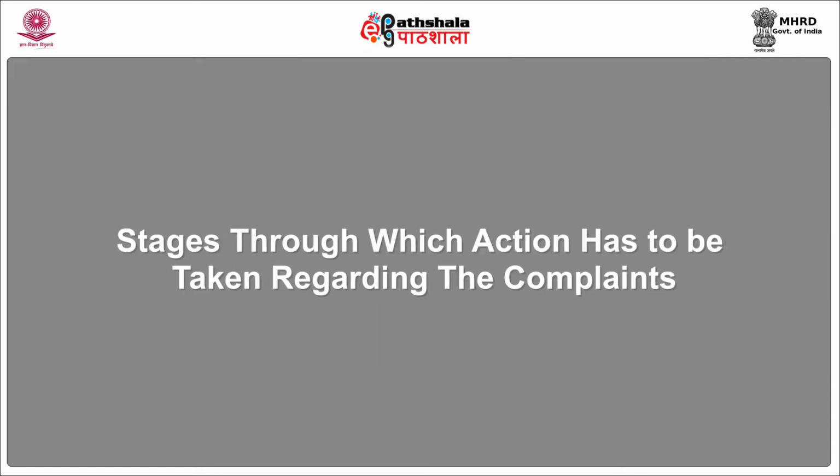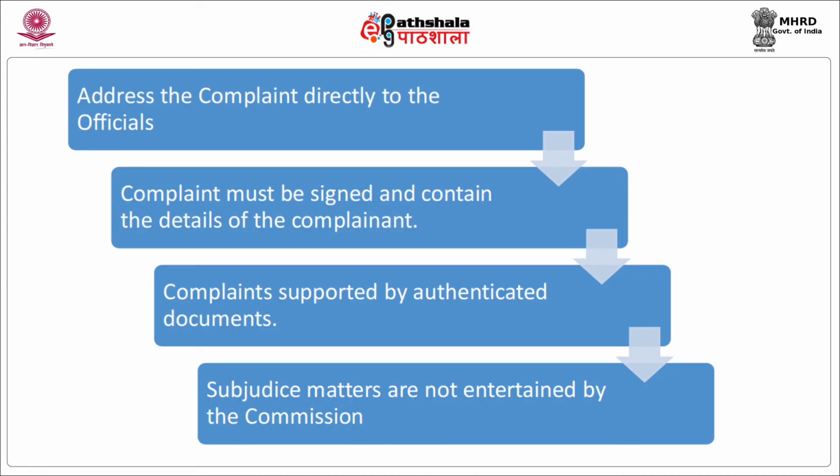So, what are the various stages through which action has to be taken regarding the individual complaints? First, the complaint should be directly addressed to the chairman or vice chairman or secretary of the National Commission for Scheduled Castes, New Delhi, or the heads of its state offices. The complainant should disclose his full identity and give his full address and should sign the representation. Complaint should be legibly written or typed and where necessary supported by authenticated documents.